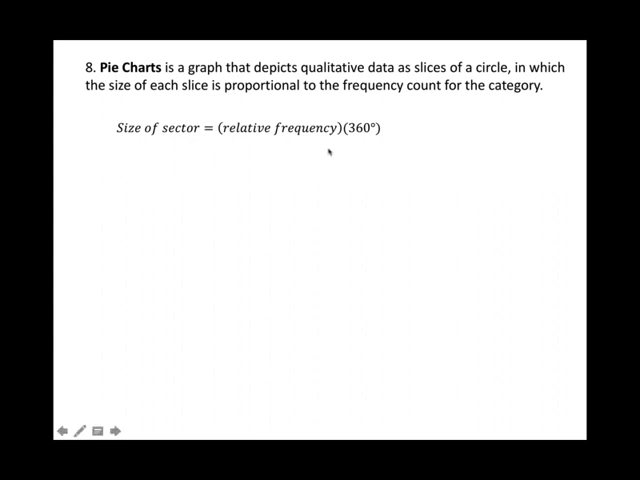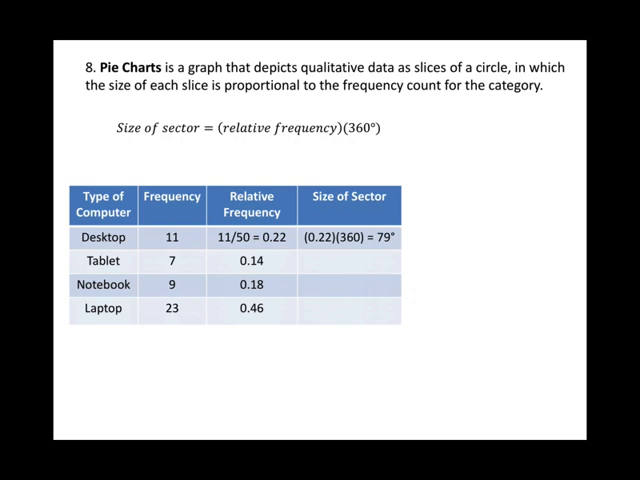Okay, we will use the same example, the types of computer here. And we already found the relative frequency. And now I need to find the size of the sector. So I'm going to apply this formula. Relative frequency 0.22 times 360 degrees. And you should find 79.2. But we want it to the nearest degree here. So can you complete this table? Okay, try to round it to the nearest degree.